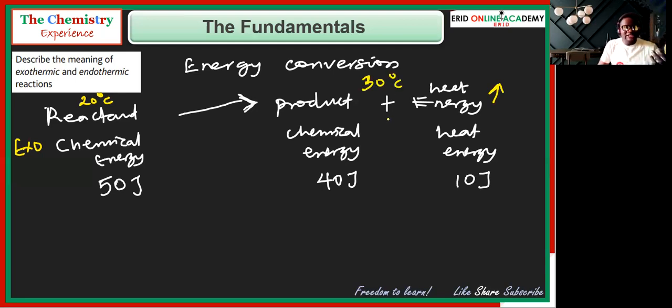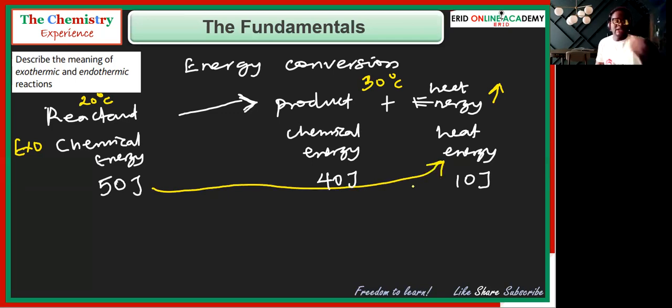So the question is, where did that heat energy come from? The heat energy comes from converting your chemical energy to what? To the heat energy. So your chemical energy is converted to heat energy. That is for your exothermic reaction.